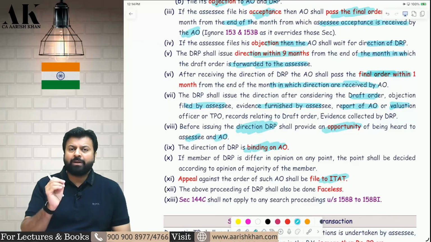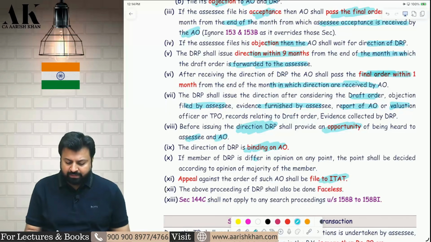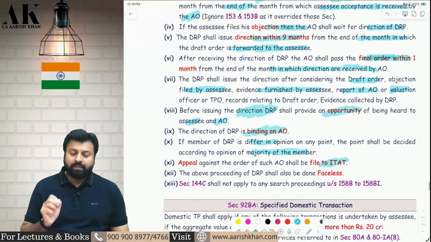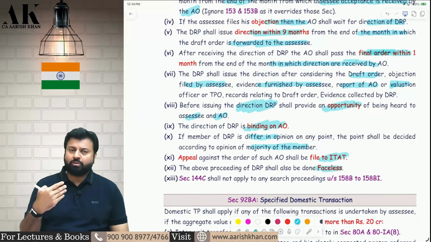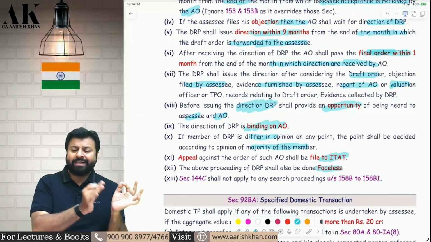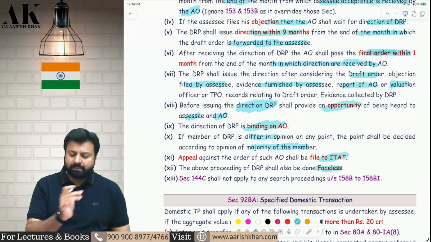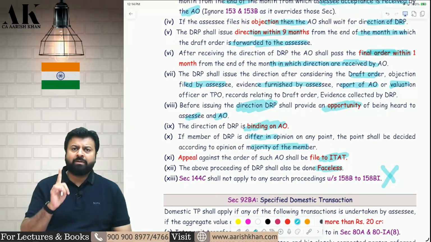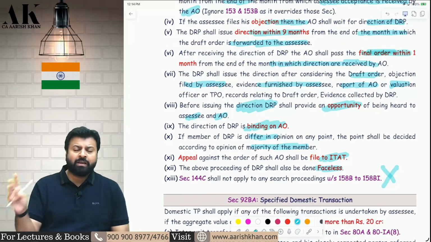In DRP, how many people are there? 3 commissioners are there. If there is a difference in opinion, obviously the decision will be taken based on the majority of them. This proceeding is also now faceless. It is done through video conferencing. One important thing, which is an interlinking with search and seizure assessment: for search and seizure assessment, DRP option is not available. So the DRP option is available for regular assessment, best judgment assessment, and income escaping assessment. It is not available for search and seizure.